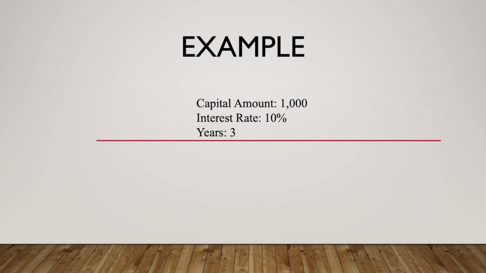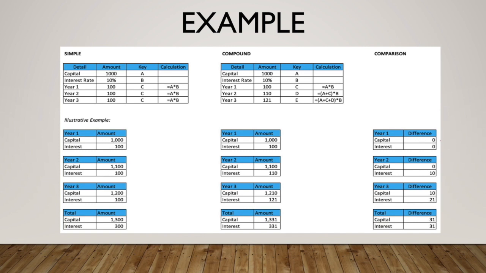Now, to explain this, we'll be looking at a very simple example with a capital amount of 1,000. The interest rate per year being 10%, and we'll look at 3 years. So let's get into it. What I would suggest is perhaps pause the video and take a look at the calculations just to familiarize yourself with them. We will of course be going through them in detail. So I'm gonna assume you're back now.